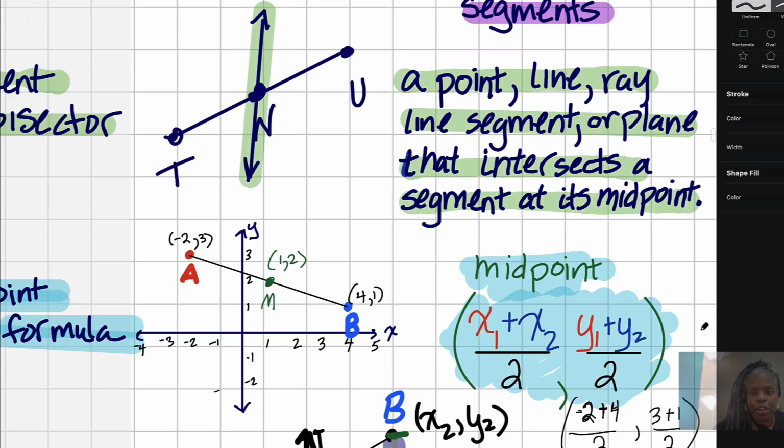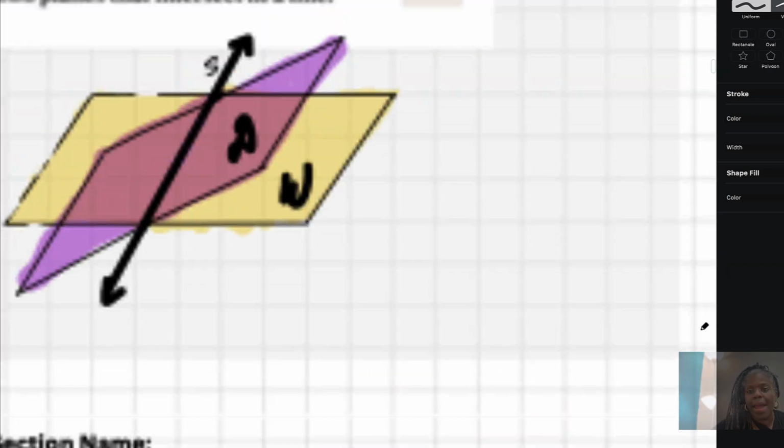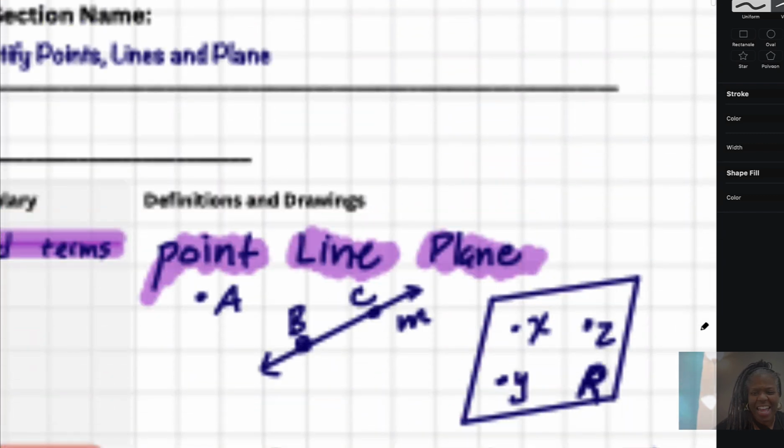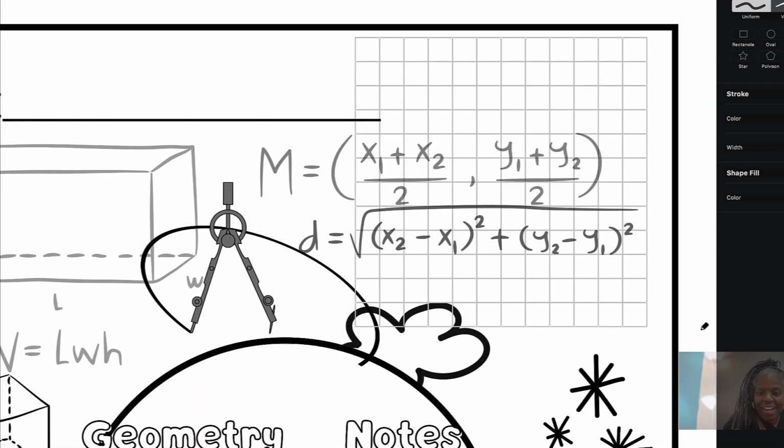And if you feel like you've seen that before, go way back in the day when we first gave you the packet and you will see that it's right here. So not only is the midpoint formula here, also the distance formula is there as well.